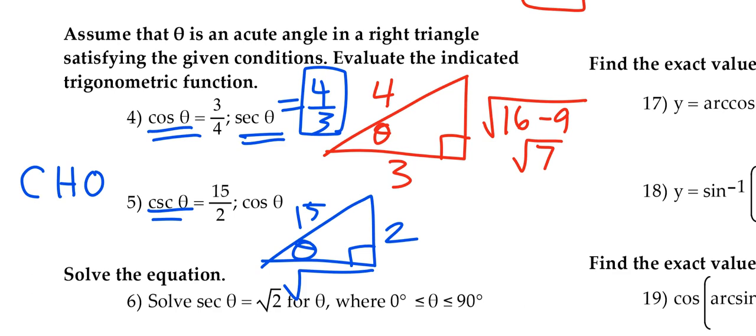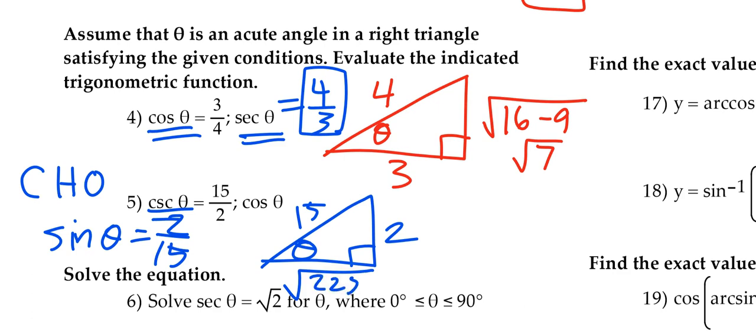Cosecant goes with sine, so if you wanted to, you could write sine theta equals 2 over 15, if that would be more helpful to you, and then you could do opposite over hypotenuse. Oh, never mind. You're the one that wanted me to do sine. Okay. Now, you need to tell me what the bottom edge is.